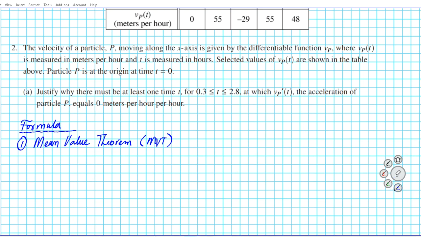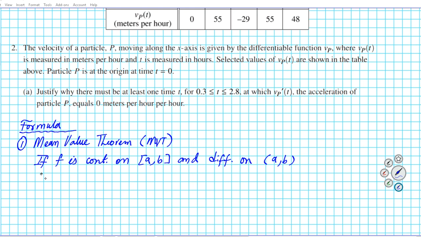Let's take a look at the hypothesis of the mean value theorem. There are two conditions that have to be satisfied. Looking at the MVT on function f: if f is continuous on the closed interval [a, b], so the first condition is continuity on the closed interval, and we have the differentiability condition, f is differentiable on the open interval (a, b). This is the hypothesis, or initial conditions, for the MVT.